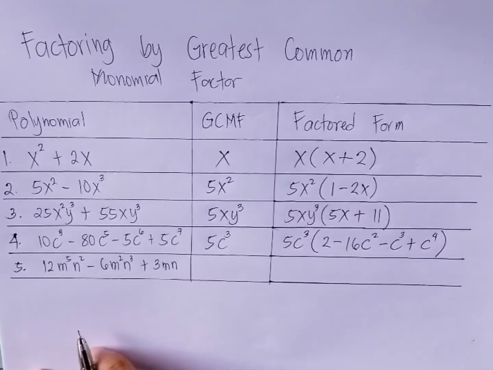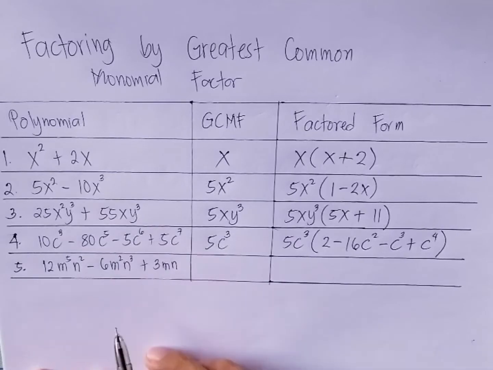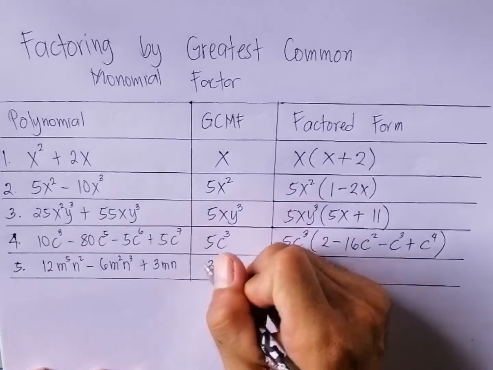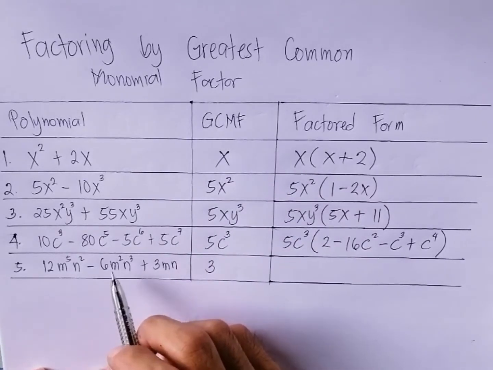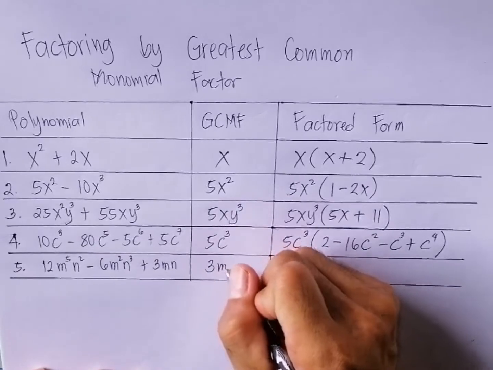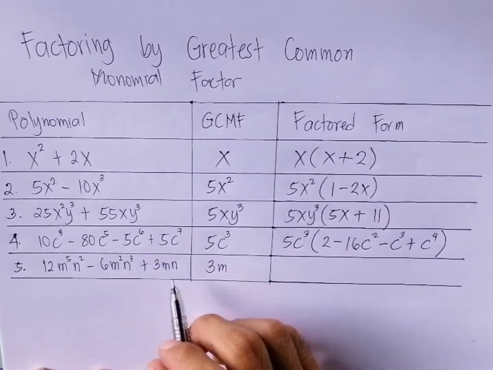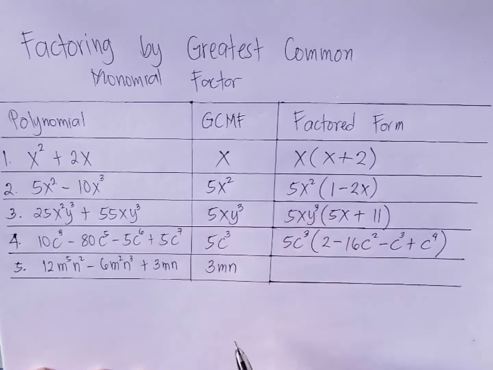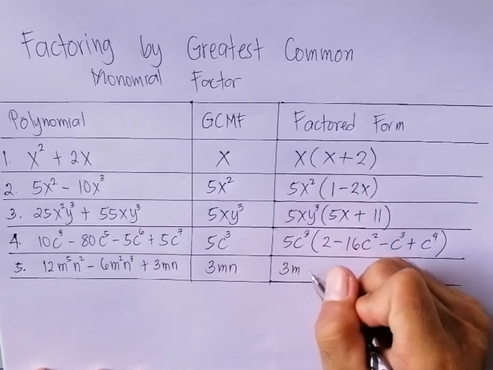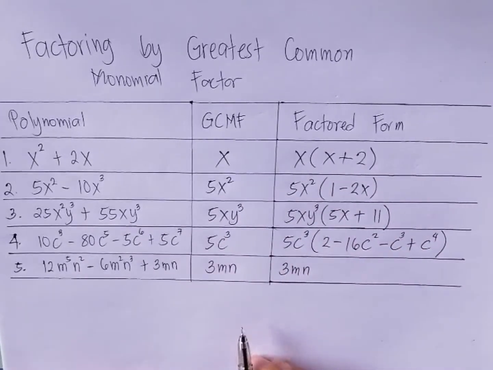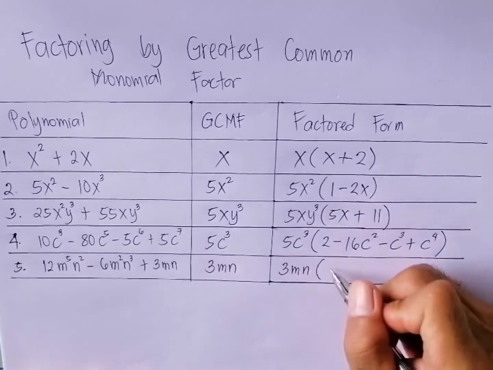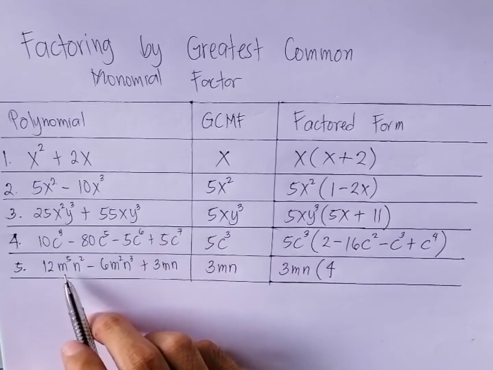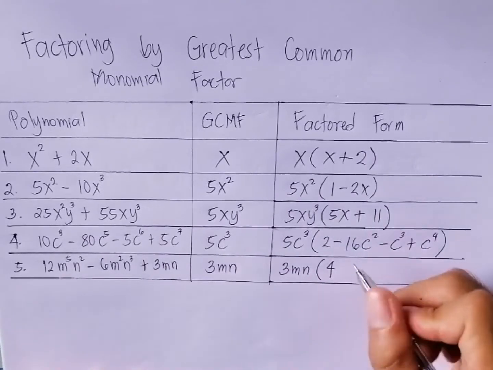Number 5, for 12, 6, and 3, the greatest common factor is 3. For m raised to 5, m squared, and m, that is m. Then for n squared, n cubed, n, that's n. So we have 3mn. Then 12 divided by 3 is 4. M raised to 5 divided by m is m raised to 4.